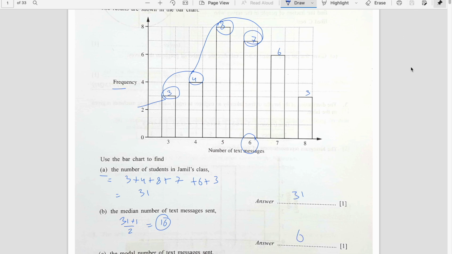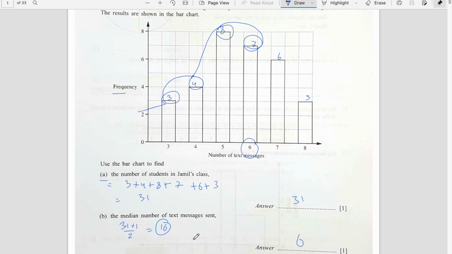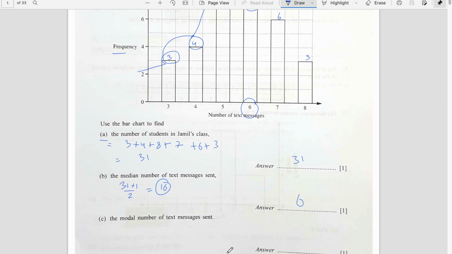So basically mean, median, mode. But we should know what type of data this is and how we will find the mean, median, and mode. Modal class. So we can see the highest number is at 8. The longest bar is at 8. So modal number of text messages is 5. Any doubt?